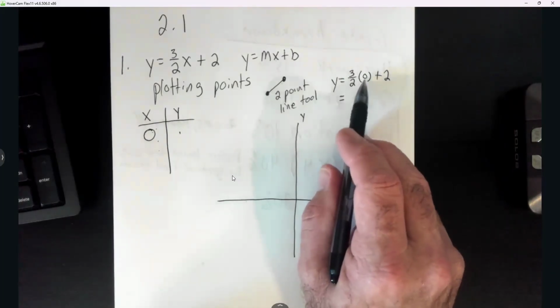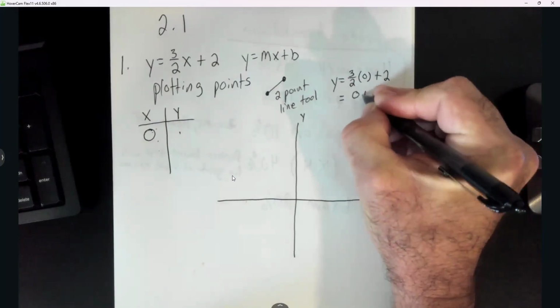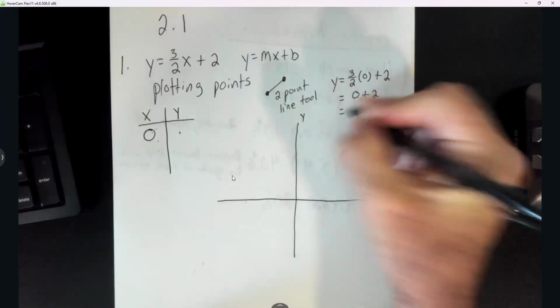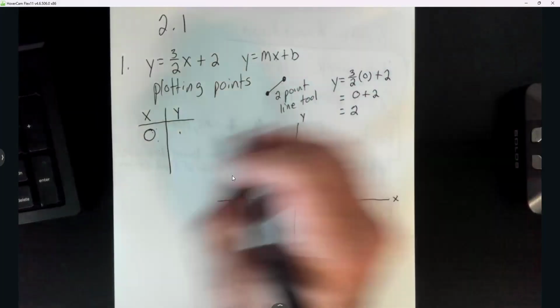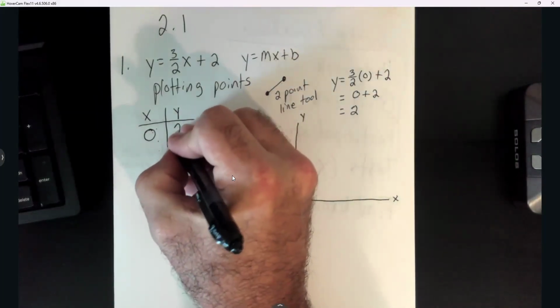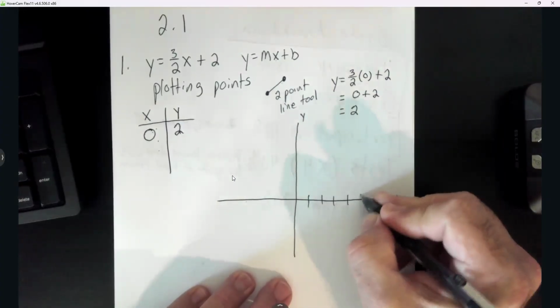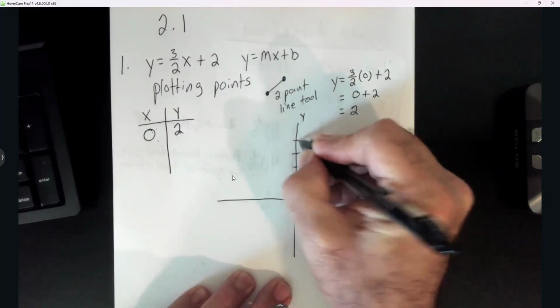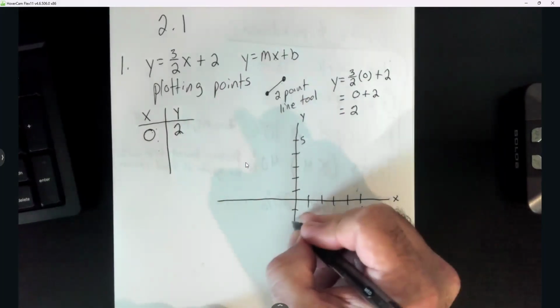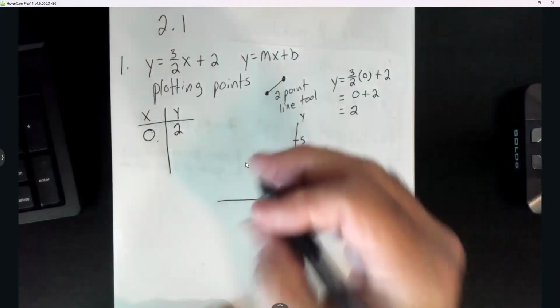So I picked 0 because 0 times 3/2, that's a 0. Bring down my plus 2. And y'all, 0 plus 2 would give us 2. So when x is 0, my y value is 2. So let me make some points on my graph here. And that's a good thing about MyLab. You don't have to draw all the graphs to turn them in. We can plot them in MyLab, okay?